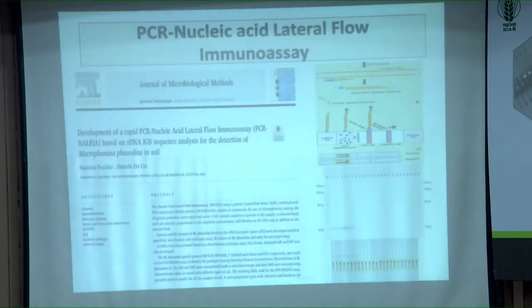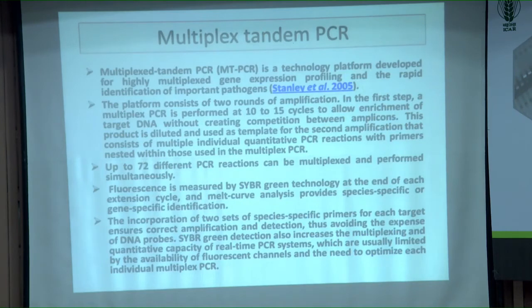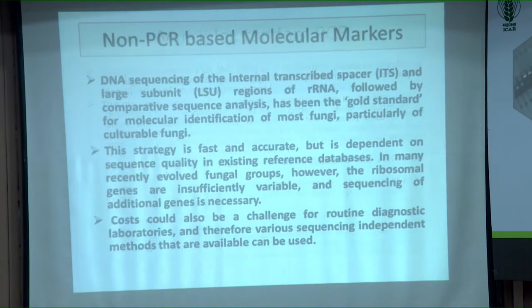Nowadays there are many technologies and many variations that have come in marker development. So, now new is PCR nucleic acid lateral flow immunoassay. In nucleic acid, this lateral flow has been developed. You can see if the pathogen is present, then you can have 2 bands. If it is not there, then only 1 band is there. Then multiplex tandem PCR is another variation in PCR. Then some non-PCR based markers.